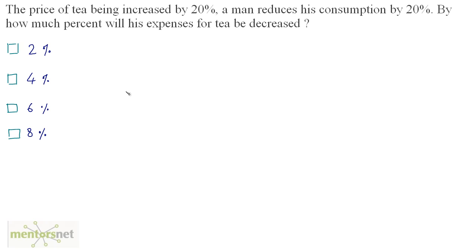The price of tea being increased by 20%, a man reduces his consumption by 20%. By how much percent will his expenses for tea be decreased? Now you can have a table of price, consumption and expenses here. Let us assume that the price of tea is 100 rupees just for simplicity, and that the consumption is 10 kgs per month or per year, whatever it is. So price is 100 rupees and the consumption is 10.